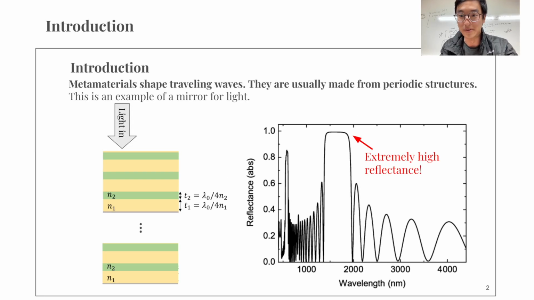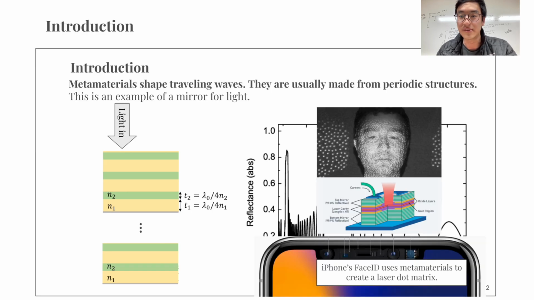Metamaterials are used for shaping the flow of traveling waves. They are formed from periodic structures and can be engineered to have specific properties at different frequencies. This example is an optical mirror constructed from alternating dielectric materials with high reflectivity in this range. It's even used in Face ID.